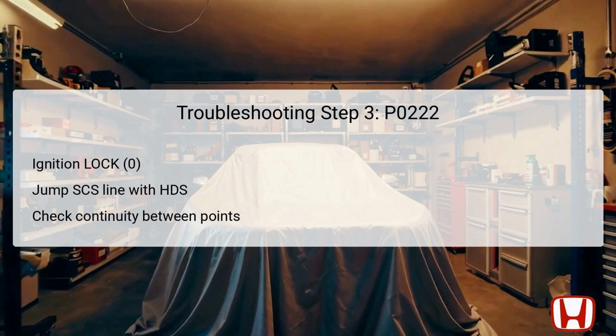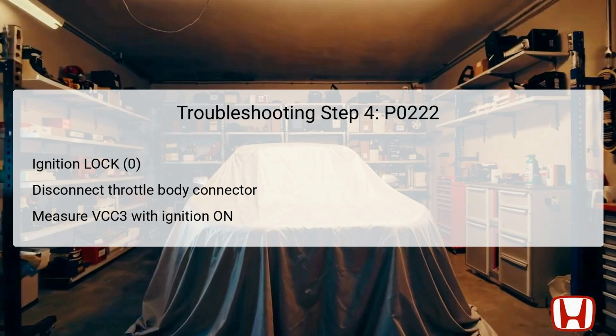Continuity tests confirm whether the THL2 wire leading from the PCM to the throttle body shows any shorts. If continuity exists, it indicates a short in the THL2 wire, whereas a lack of continuity suggests the wire is in good condition. Proceeding to troubleshooting step 4 requires turning the ignition to lock 0 once again.